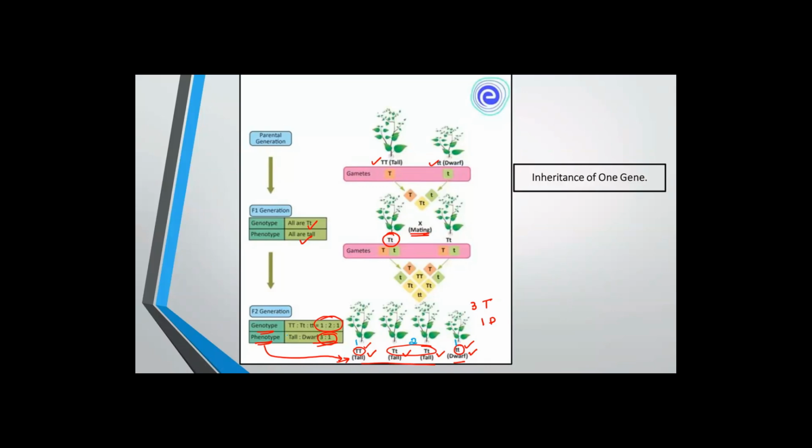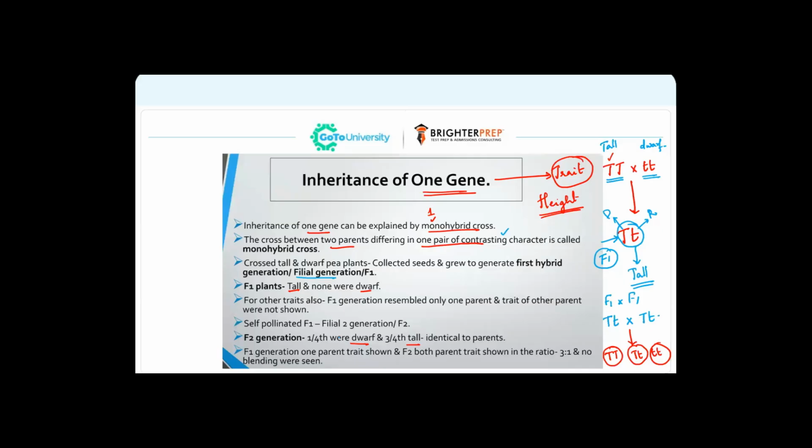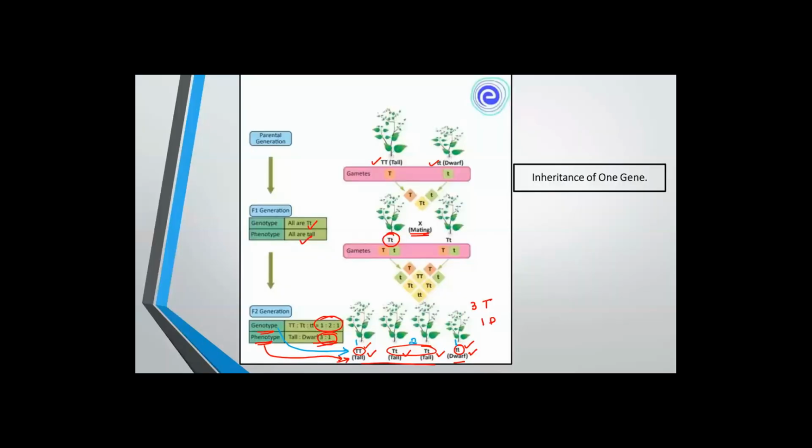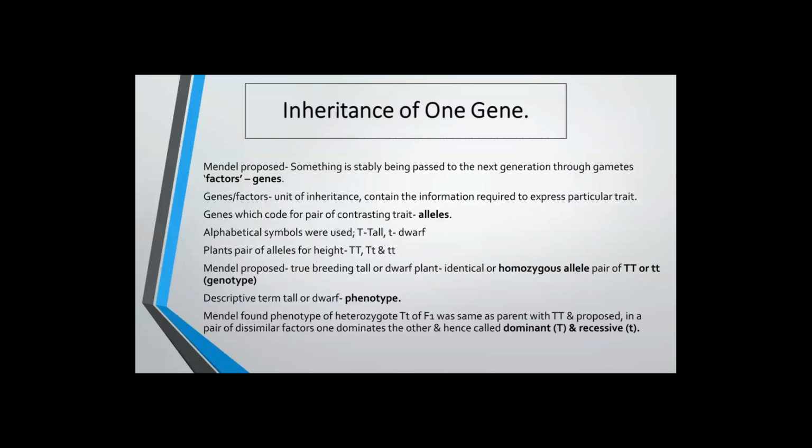1:2:1 ratio. It is the genotype ratio. So as here it is given, 1/4 were dwarf and 3/4 were tall. So in the F1 generation, one parent trait was shown, all the plants were tall. Now in the F2 generation, both parent traits were shown in the ratio 3:1 and no blending was seen. That means no hybrid kind of character was seen in the F2 generation. Clear? So this is about the inheritance of one gene.